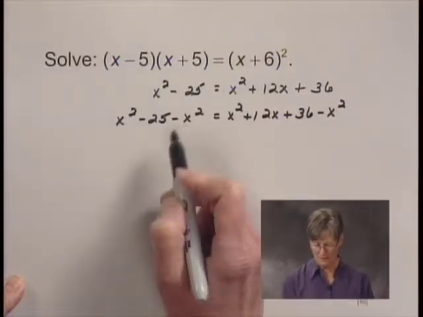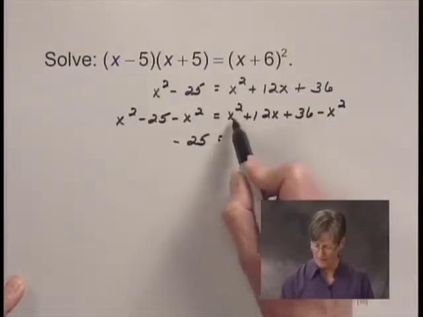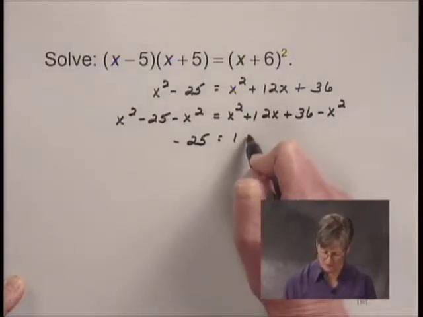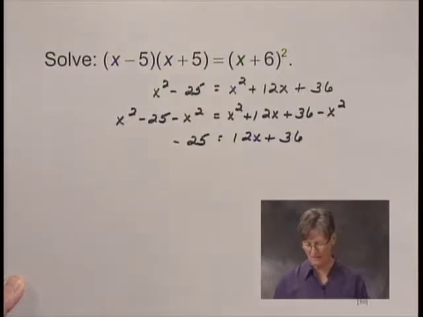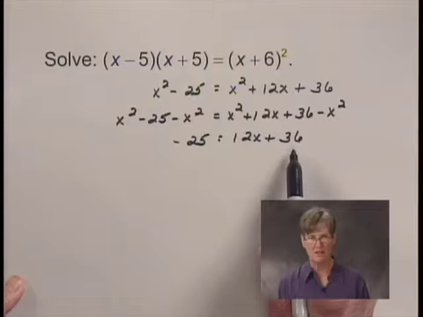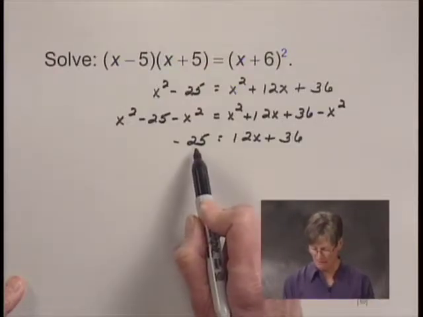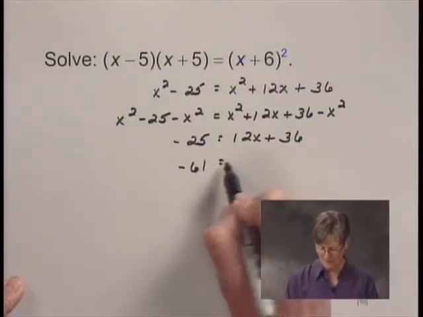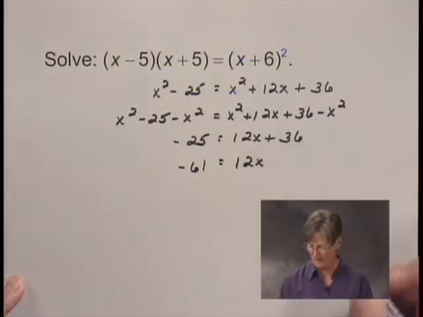Here x² − x² is 0, so I have −25 on the left-hand side. x² − x² is 0 again, and what I'm left with on the right-hand side then is 12x + 36. Now I want to get the x term alone on the right-hand side, so I'll subtract 36 on both sides of the equation. So I'll have −25 − 36, which is −61. And when I subtract 36 on the right-hand side, I have 12x left.